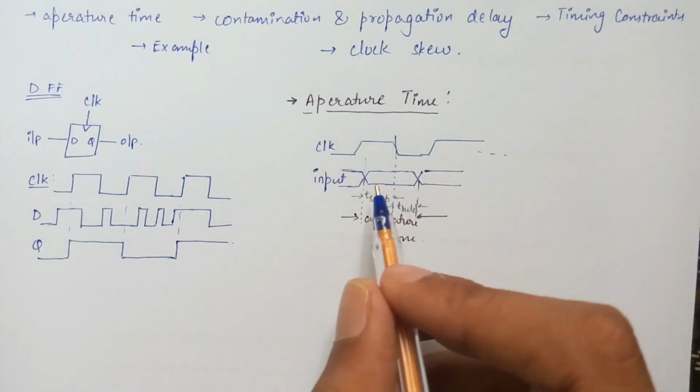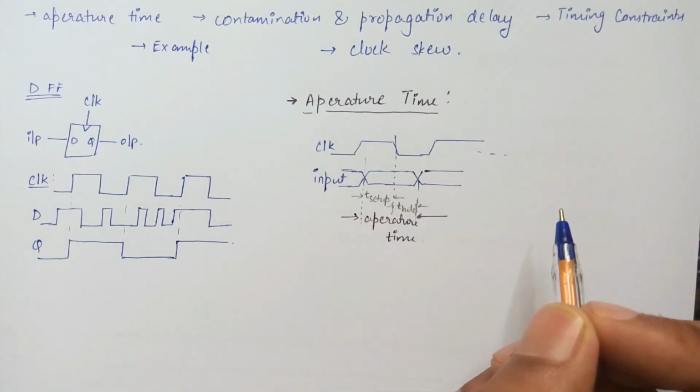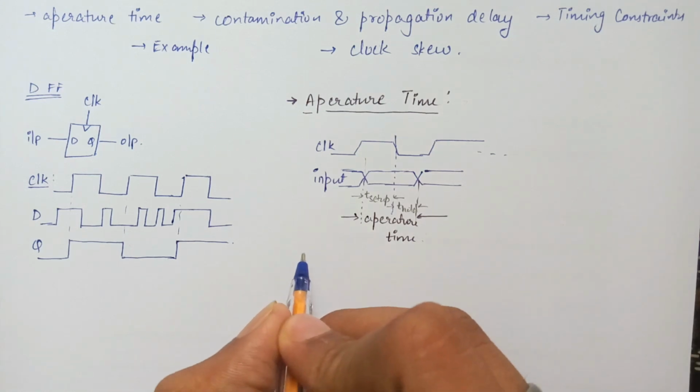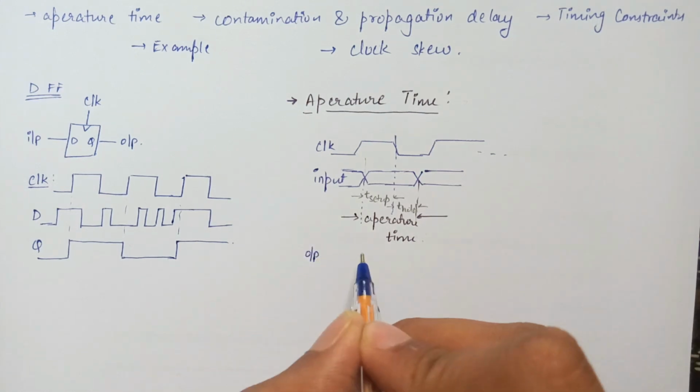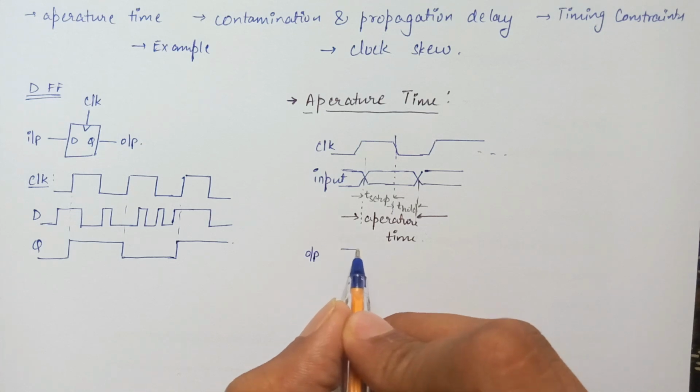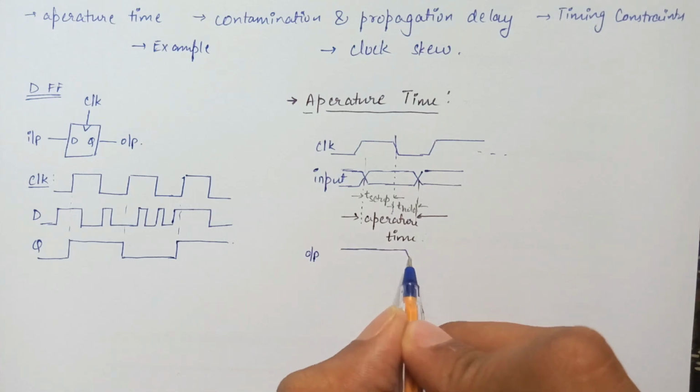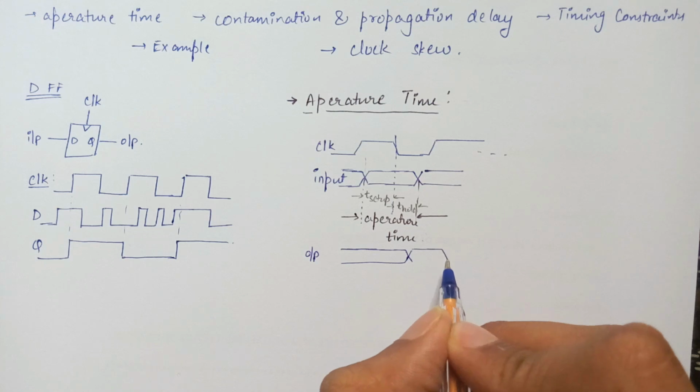Now let's look at the output of the flip-flop. As we saw in part 1, the output of a combinational circuit changes after contamination delay and settles to a stable value after propagation delay. In a similar manner, the output of a flip-flop starts to change after some time and gets stable after some more time.